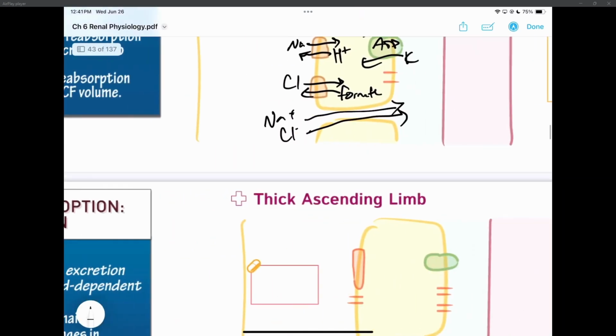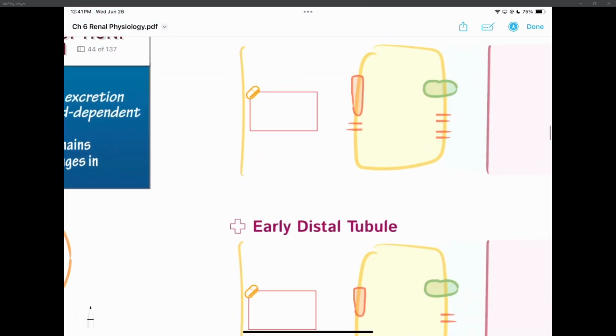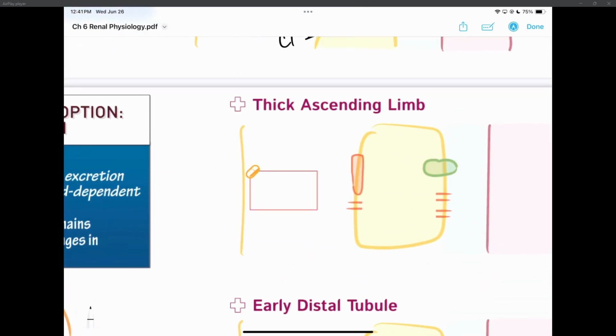When we get to the thick ascending limb, now we're going to start talking about how diuretics work. So remember, there's different areas. The thick ascending limb, the proximal, and the distal convoluted tubules all have ways to reabsorb sodium. We went through already the proximal and the distal. Now let's talk about the thick ascending limb in the loop of Henle.